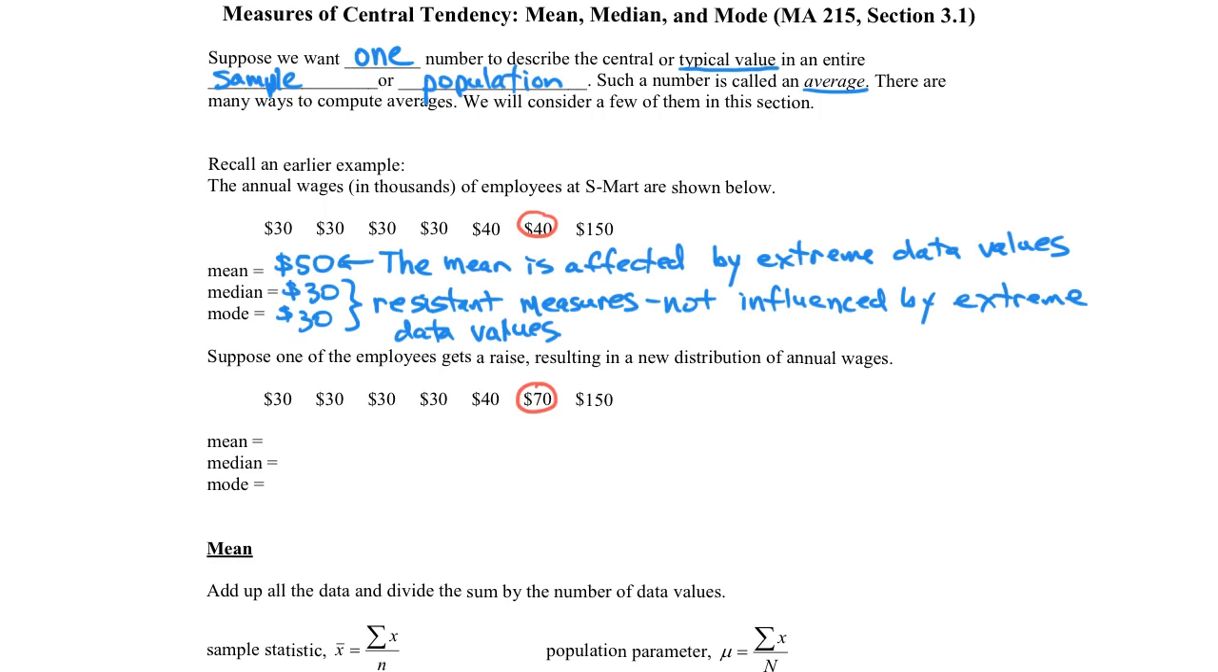But this definitely would be a nice raise, right? 40,000 to 70,000. So take a second. I have to do this. Don't just let me do the work. It's the only way you can get better. You have to try this. So take a second, press pause, and recalculate these.